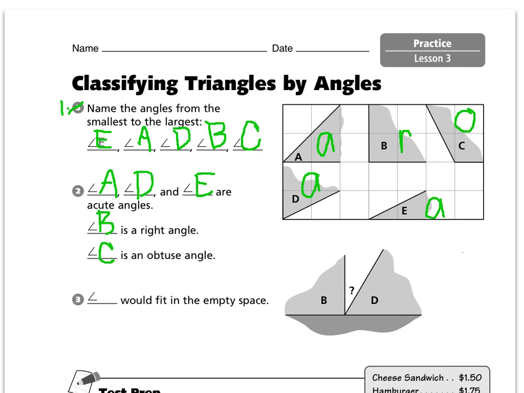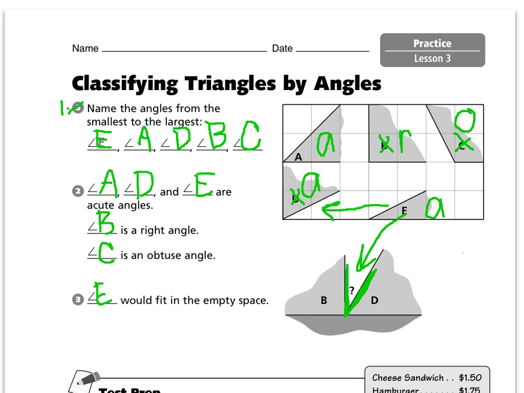Number 3, which angle would fit in the empty space? I need to figure out which would fit. And I know that this is an acute angle, so I can rule out C and B, but I need to look at letters A, D, and E. So when comparing the angles to see which one would fit, I know that it's not going to be letter D because they're using letter D. So look at letter A and letter E. I'm going to use this grid up here, and I can clearly see that letter E would slide right in, just like it would there. So I know that letter E would fit in the empty space.